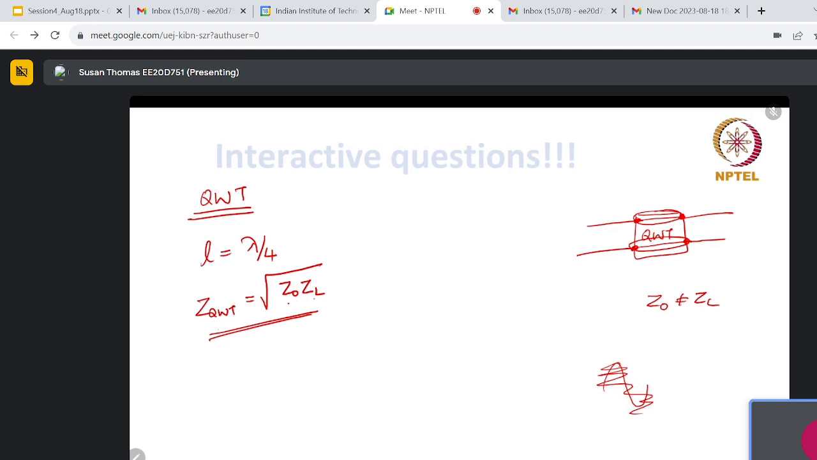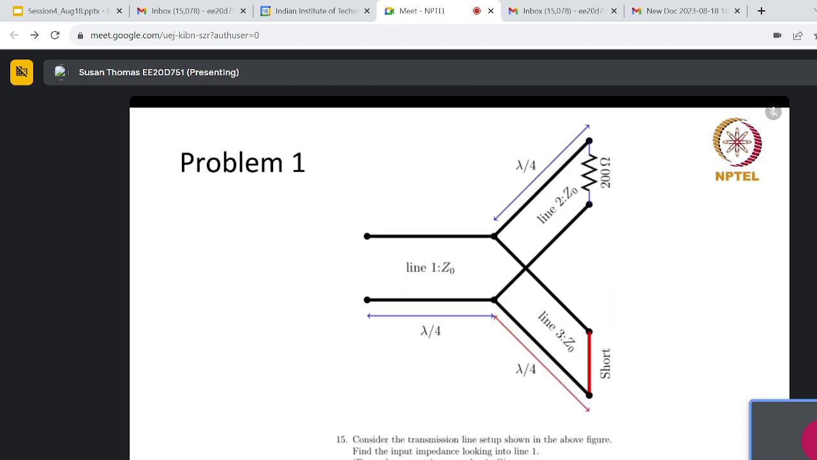So then you know there should be two conditions. For two waves, if the reflections have to cancel, then the amplitudes have to be equal, and the phase difference has to be 180 degrees. When these two conditions are satisfied, this quarter wave transformer acts as an impedance matching network. So that is something which I wanted to convey.